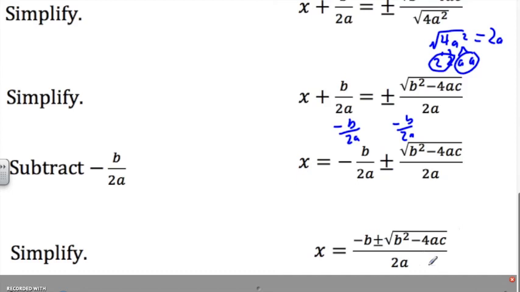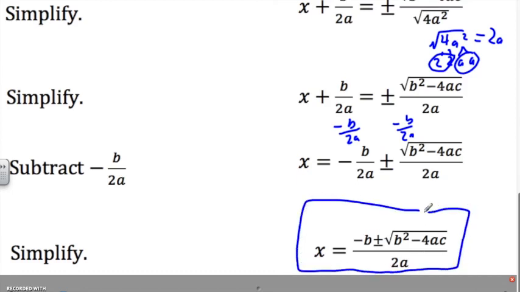And now if you look at your formula sheet, you will see that this is the quadratic formula. So congratulations, you have now derived the quadratic formula. You may go ahead and return now to the notes on quadratic formulas.